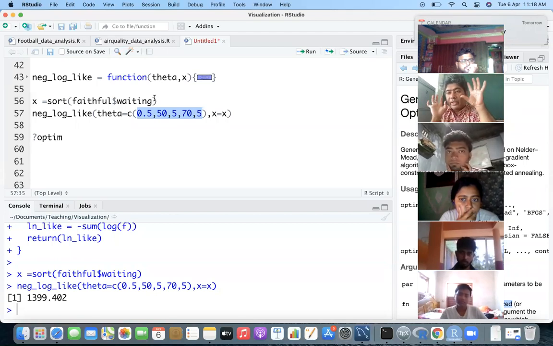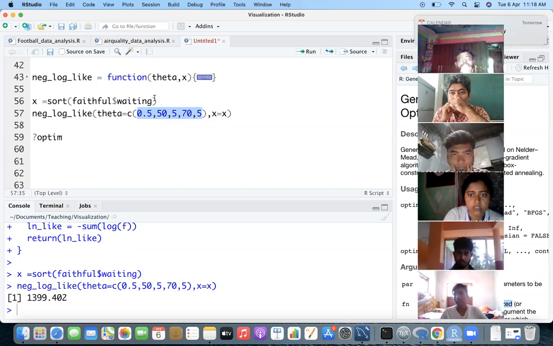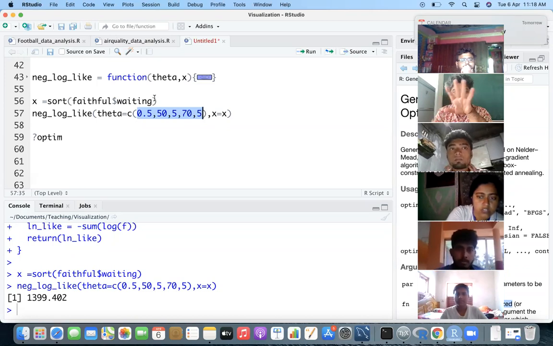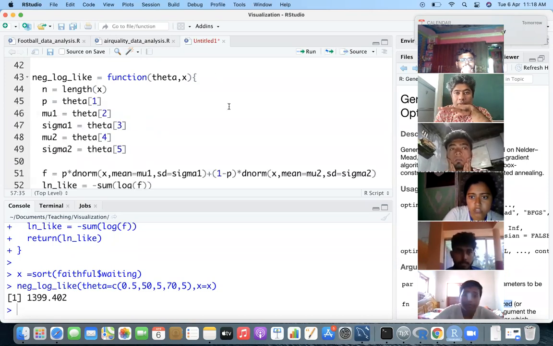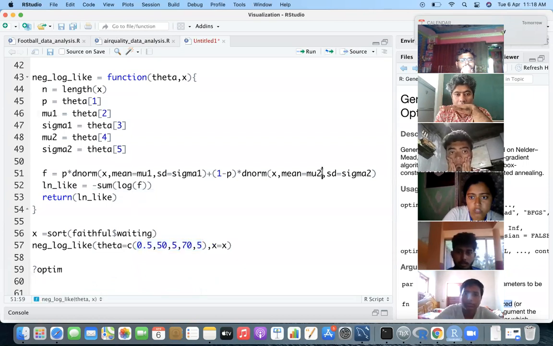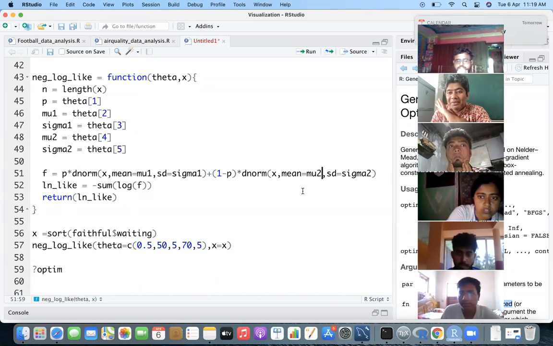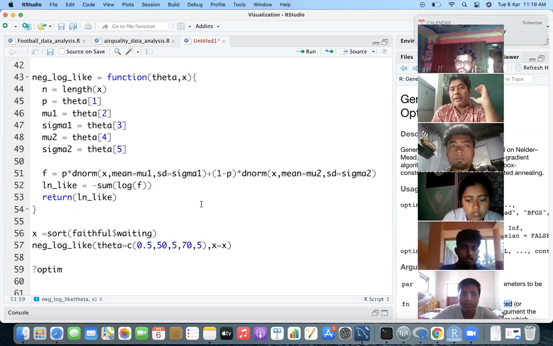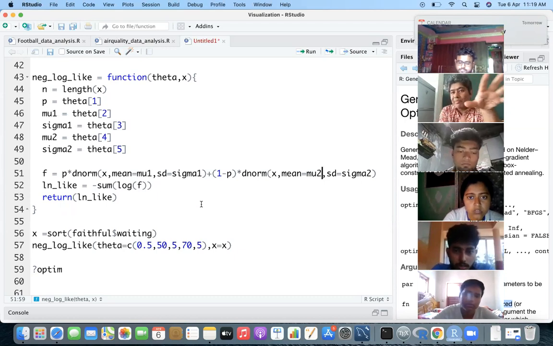Is it clear to you? If you have any doubts, you should ask me at this moment. Take your time and think about it. You said there is a bug here. Is it still there? Yes, it is still there. I'll tell you the bug. Don't worry about the bug part. I'll tell you where that bug is, but have you understood what the negative log likelihood is and the way I'm writing this log likelihood?